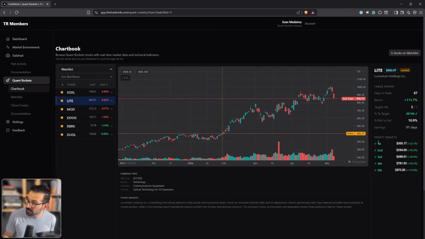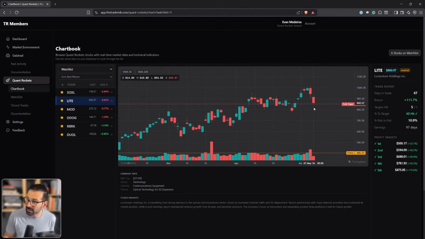Lite, you can see same thing here. Lite has hit all 5 targets. And today it is coming into our exit zone. So it might finally be, for the remaining 1/3, an exit for us.